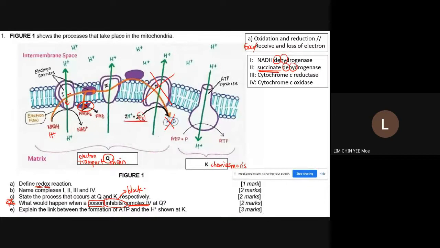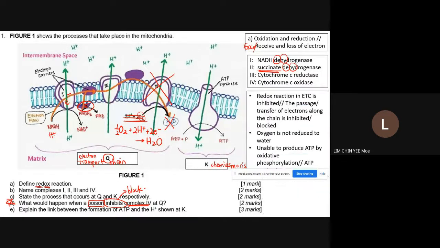I don't like this equation. Ikut balik ya yang Miss bagi tu. Jangan ikut yang ni. Ikut yang Miss bagi ini sebagai equation dia. Okay? So this is the reason. What would happen? Terus ingat, okay, complex 4 dah tak ada. Maksudnya the whole ETC dah tak complete. It means the ETC is inhibited. The transport of electrons along the chain is blocked, inhibited.